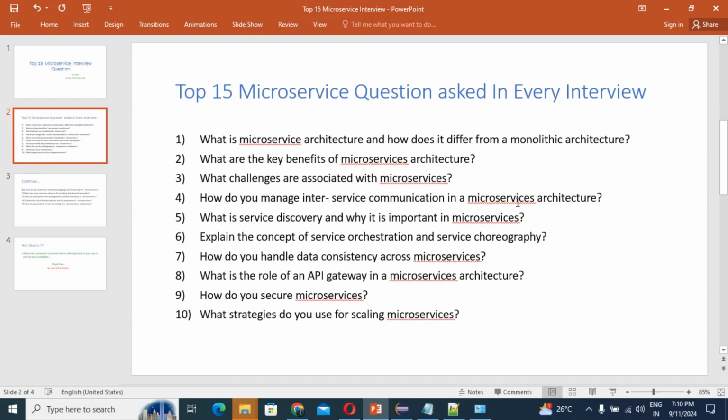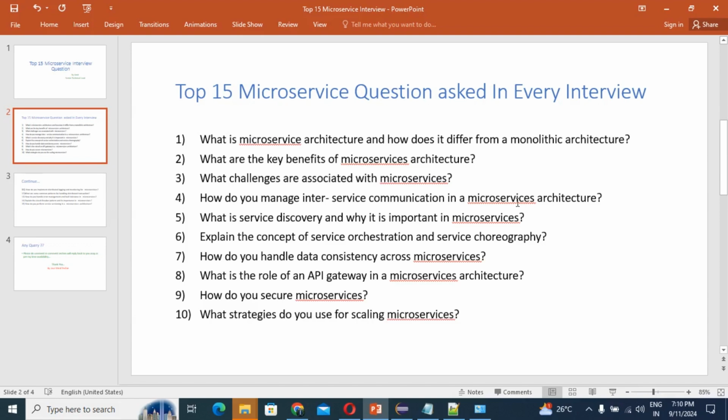Next challenge is deployment. Coordinating deployments and handling versioning can be complex. Please keep that in mind. Next challenge is monitoring and debugging. Tracking and diagnosing issues across multiple services requires advanced tools and strategy. Only then are you able to monitor and debug.